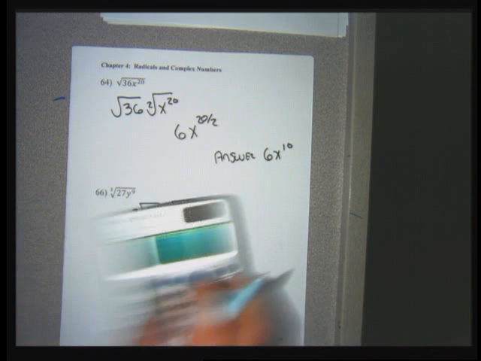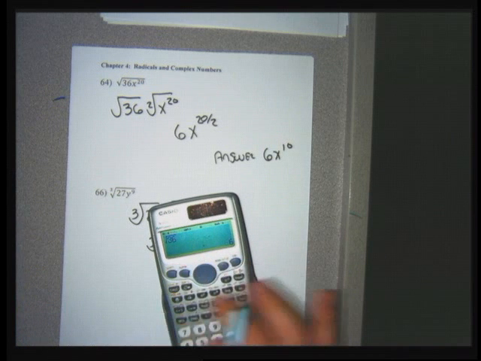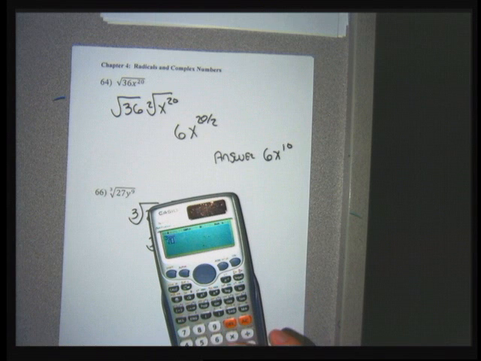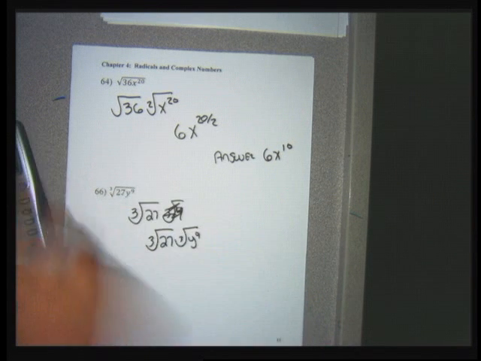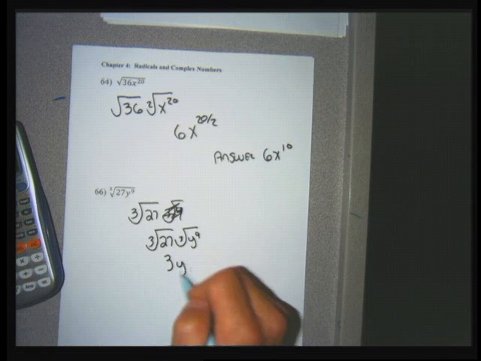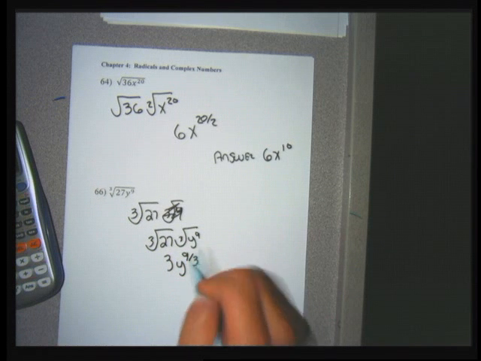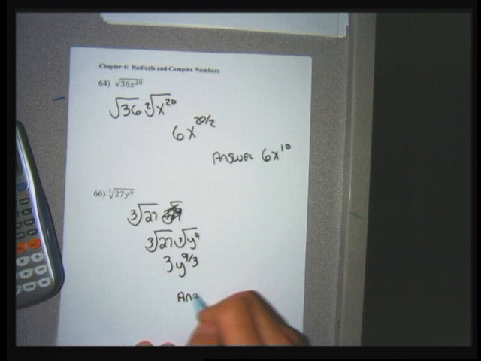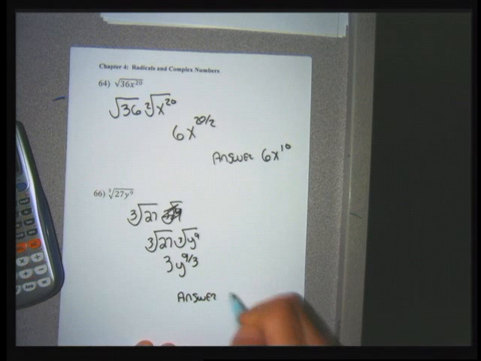For the cube root of 27, shift square root for the cube root feature. The cube root of 27 is 3. And for the y, I'm going to divide its exponent by 3. And my answer to 66 is going to be 3y cubed.